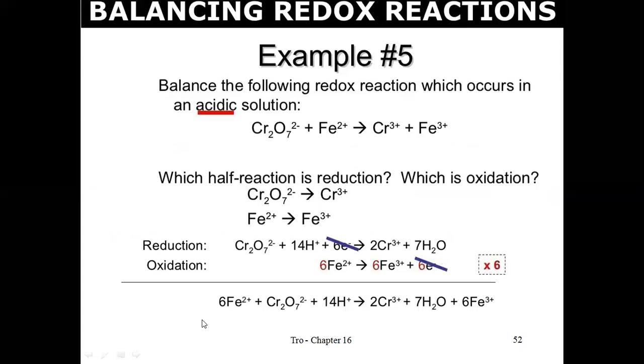Okay, so there are different methods you can use. Next is balancing the following redox reaction which occurs in acidic solution. There is some difference: in acidic solution, we add H+, and in basic solution, we add OH-. You can see 14 H+ will be added to balance this to 7H2O. After separating the oxidation and reduction reactions and balancing, we add 14H+ to get 7H2O. This is the balanced reaction.